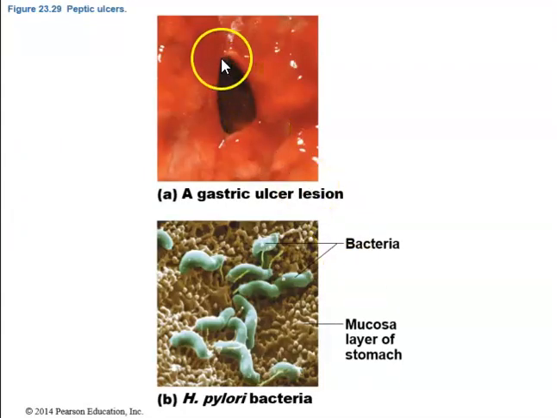So here we see a gastric ulcer lesion in this picture, and then here is that bacteria H. pylori or Helicobacter pylori, which can cause that ulceration either within the stomach or sometimes the duodenum. Usually ulcers are accompanied by pain, and hopefully, these ulcers don't start bleeding, because if they do, it could cause a lot of pain.